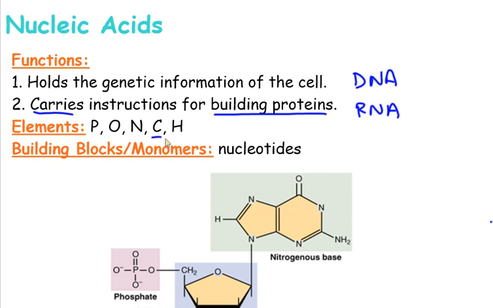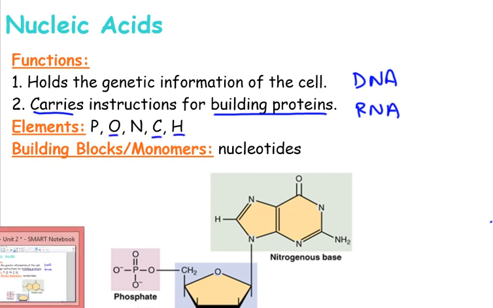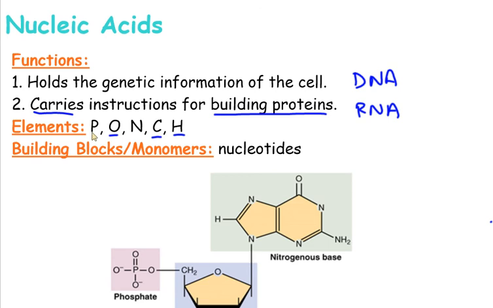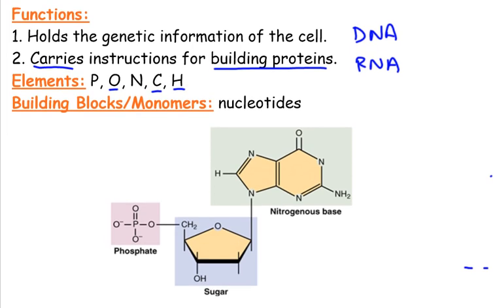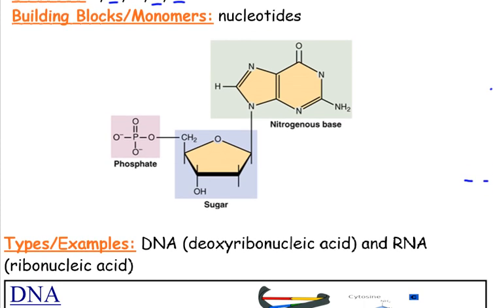Just as with the others, we still have C, H, and O, but we once again see phosphorus, which we haven't seen since phospholipids, and we also have nitrogen. The building block of a nucleic acid is what's called a nucleotide, and there are three parts to it. We have a phosphate, and this is where we see that phosphorus. We have a sugar, which is a carbohydrate, that makes up a nucleotide. And then you have a nitrogenous base.